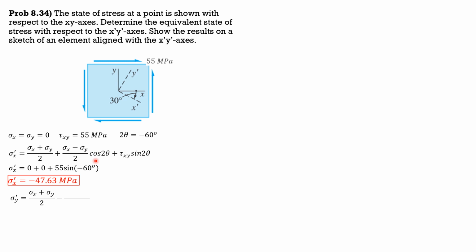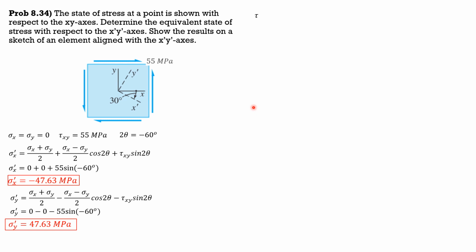Likewise, sigma y prime is equal to sigma x plus sigma y over 2 minus quantity sigma x minus sigma y over 2 cosine 2 theta, then minus tau xy sine of 2 theta. Substituting, sigma y prime is 0 minus 0 minus 55 times sine of negative 60 degrees. So sigma y prime is positive 47.63 megapascals.